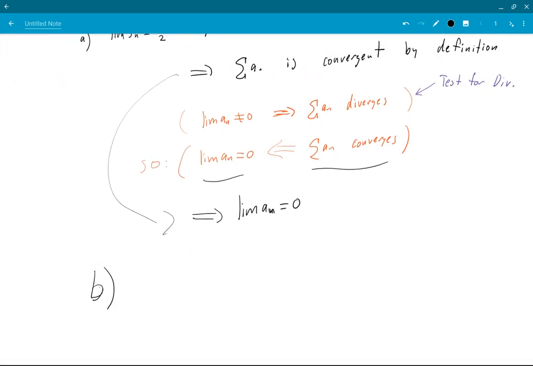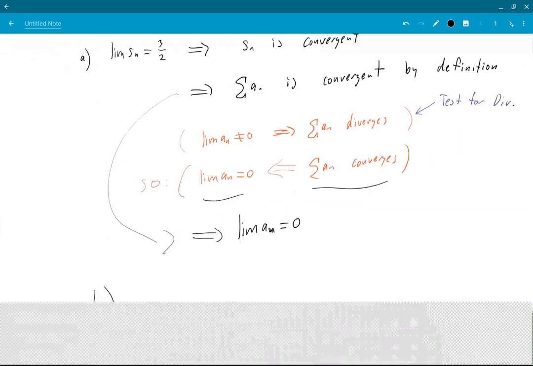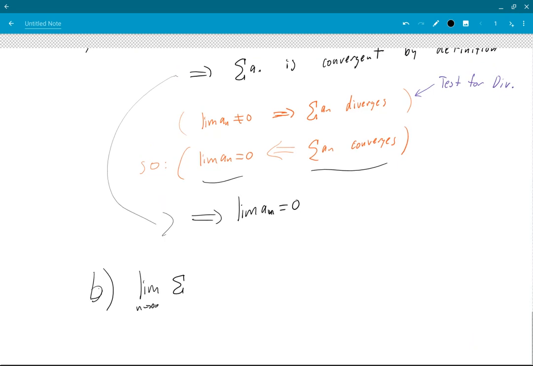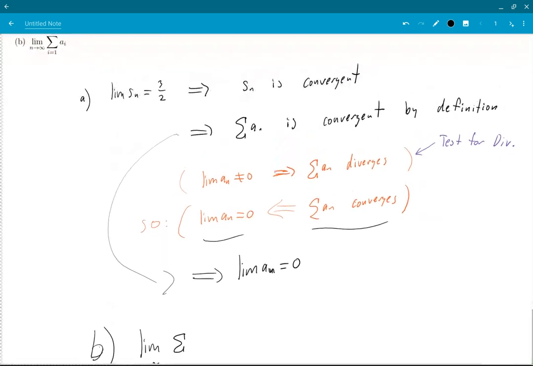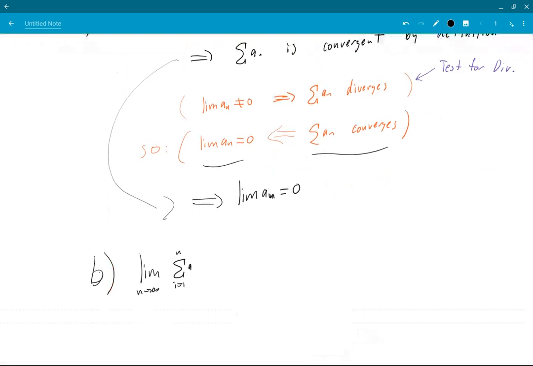Part B is easier. Limit as n goes to infinity of summation i equals 1 to n of An. And okay, what is this? Well, this is exactly Sn. Okay, that's the nth partial sum.